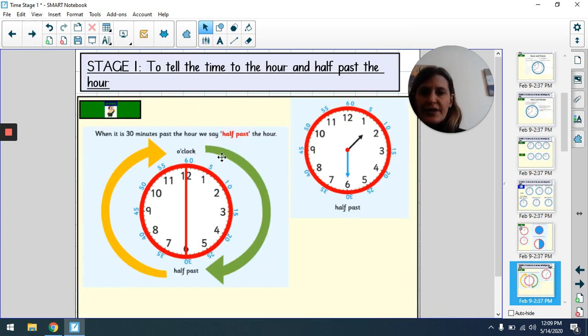Now when it's 30 minutes past, we say half past. And we say half past because it is half of the clock. You can see that red line dividing the clock in half. 30 minutes on this side and 30 minutes on this side.